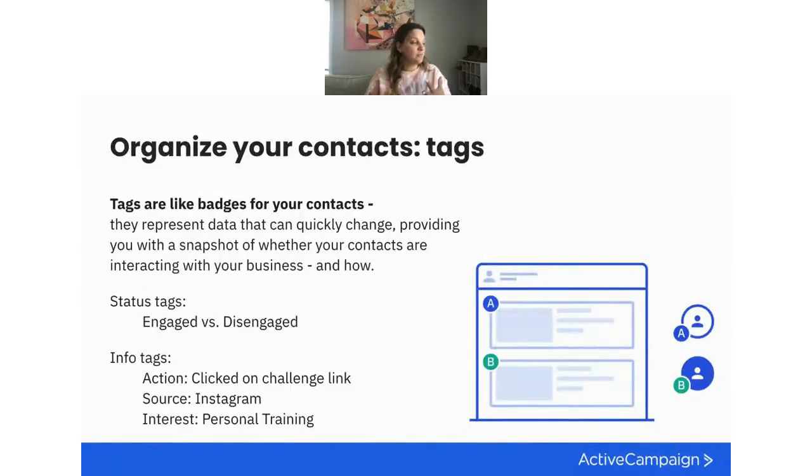But you also have information-based tags. So for us, it's really important that we have action, source, and interest. We also have community. So action, you clicked on a link. Source, you came from Instagram, or maybe you found us organically, or maybe you were a referral. Interest, personal training. Interest, classes. Interest, HIIT classes, cardio, whatever it might be. All of these tags are going to help you further segment to utilize that CXA, right message, right time, right person, right medium.